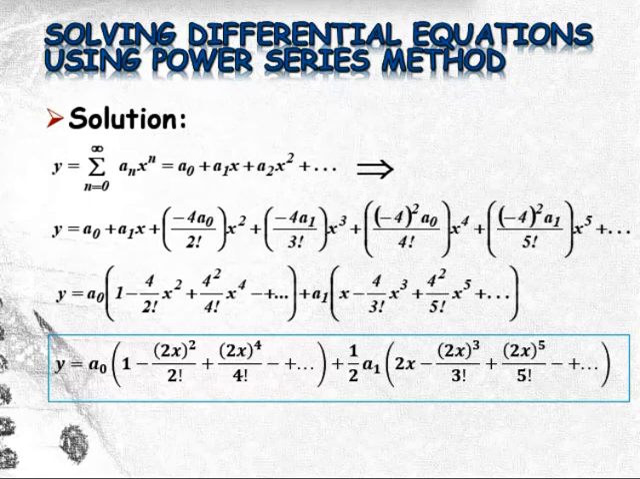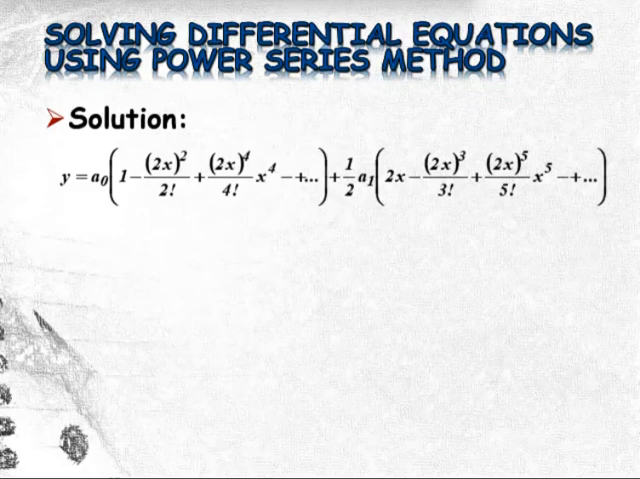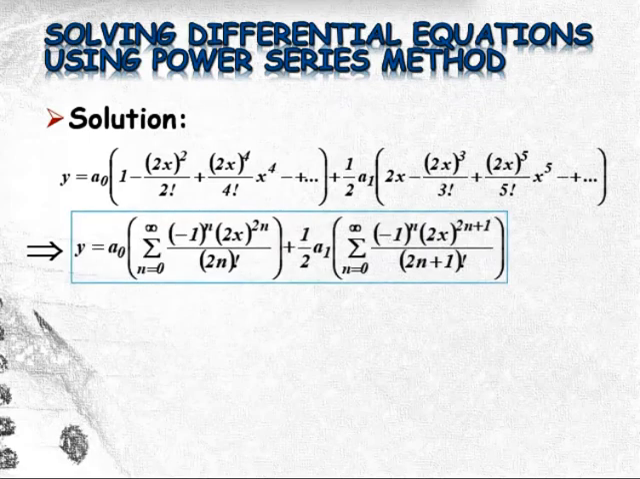So just like in Math 55, the differential equation is composed of two solutions because the differential equation is a second order differential equation. We also know that the expression for a sub 0 has even powers, while for the expression multiplied to a sub 1, you have odd powers. We can also express our solution in sigma notation. That is, y equals a sub 0 times the even powers plus 1 half a sub 1 times the odd powers can be written in this manner.